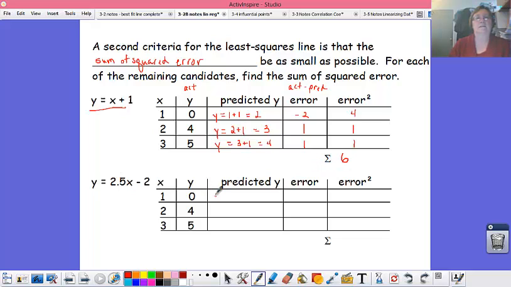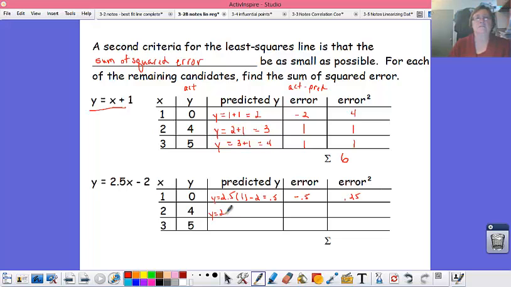Our second candidate here, we'll find our y's by multiplying 2.5 times the given x, 1 in this case, then subtracting 2. 2.5 minus 2 is 0.5. The error is y minus predicted y, actual minus predicted, and 0 minus 0.5 is negative 0.5. When you square negative 0.5, you get 0.25.